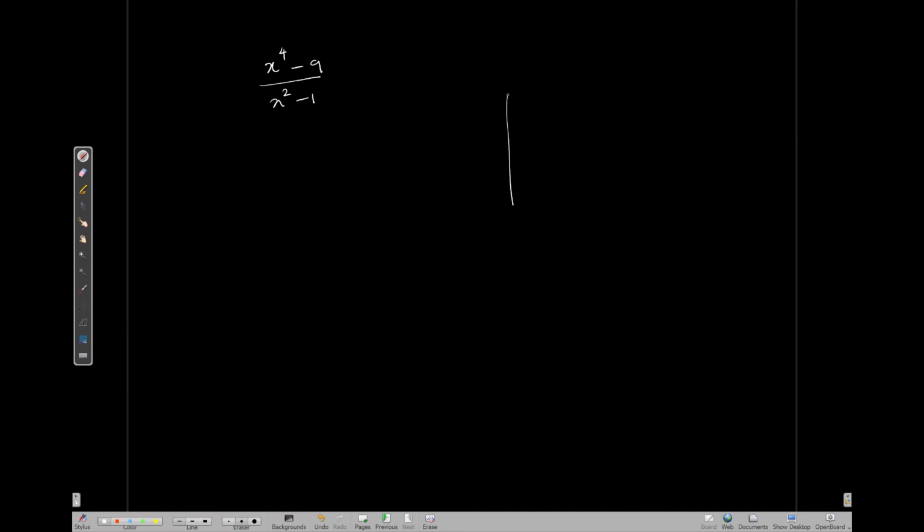Okay, x to the fourth. Now in this case, x to the fourth plus 0x cubed, because there are none, there are none, finally minus 9. It's advisable to write it like that. You don't have to do it with the divisor, you can just do it like this. Now to make x to the fourth, I need x squared, and I multiply, I get x to the fourth minus x squared.